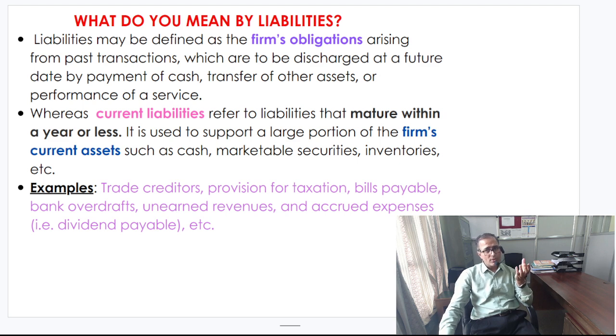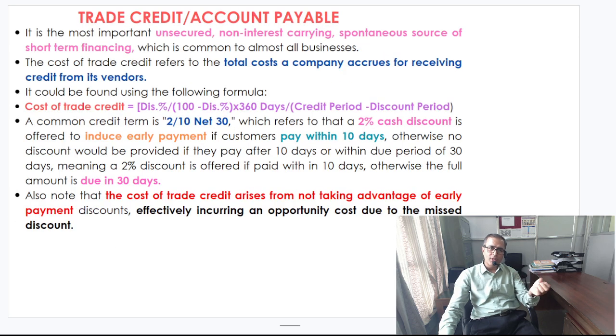But remember, current liabilities which mature within a year are called short-term debt, short-term liabilities. For example, trade creditors, provision for taxation, bills payable, bank overdraft, unearned revenue, accrued expenses, dividends payable, like that. Now, about trade credit: sometimes we buy goods on credit, but we just provide a verbal promise to the seller that we would pay the dues on time. This is simply the case of trade credit, accounts payable, you can say.